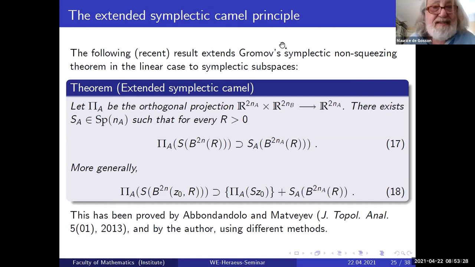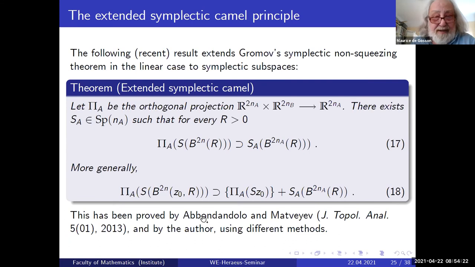We have an extended symplectic camel result, as it's called. If we consider the orthogonal projection Pi_A of the full phase space on the phase space of the subsystem A, then there exists a symplectic matrix in R^{2N_A} such that for every R larger than 0, you have the inclusion 17. More generally, for balls with arbitrary center z naught, you have the inclusion 18. This means that the projection of a symplectic ball, that is, of the deformation of a ball by a symplectic matrix, cannot become arbitrarily small. That's why it is a generalization of the symplectic camel theorem, of Gromov's theorem.